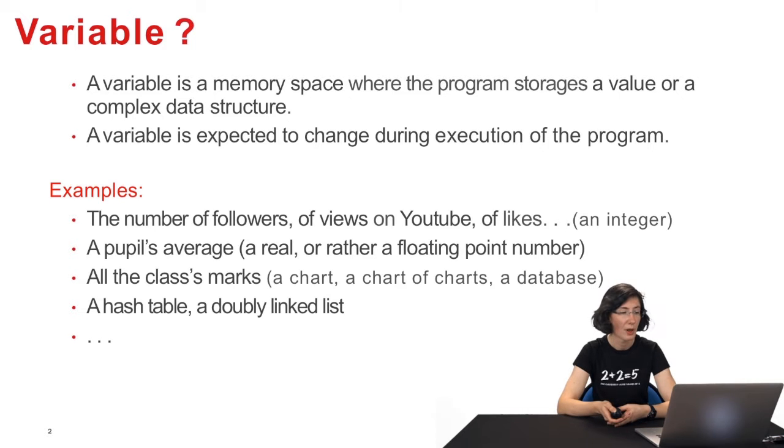Some examples: the number of followers, the number of people who follow you, the number of views of a video on YouTube, the number of likes, those are all integer values. Another example is a student's average, but it would be instead a real number. In fact, in a computer, it is stored as a floating point number. You can also have all the classes' grades. It can be an array of arrays, a database, or more complex representations. For all this, I would advise you to watch Bryce's sequence about data organization.